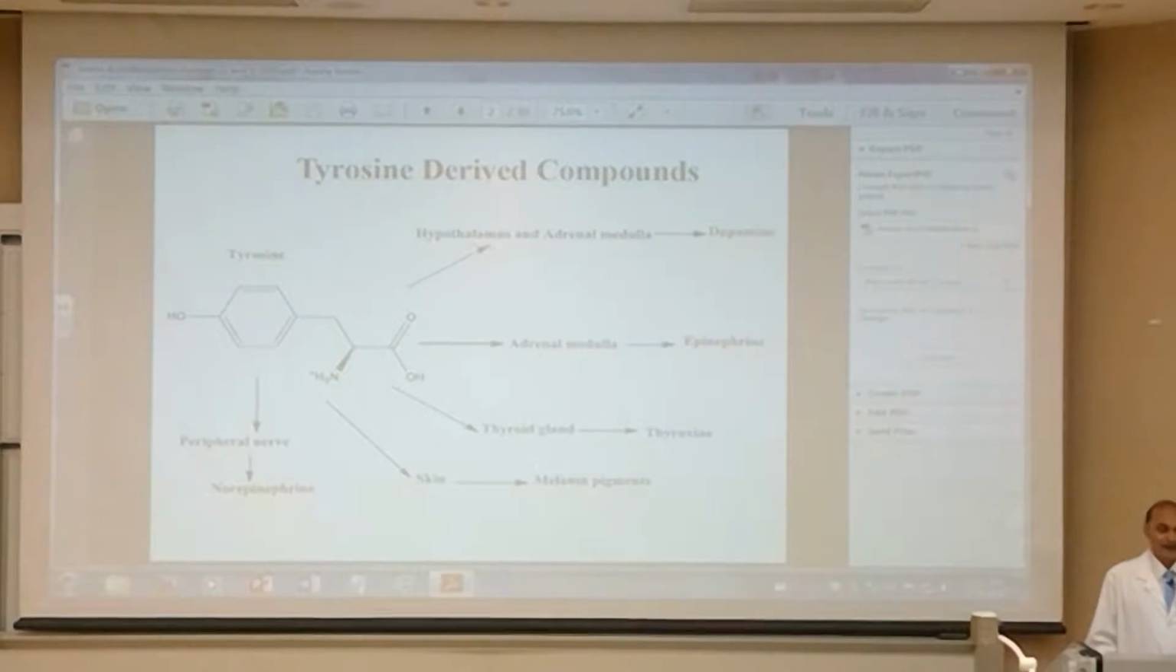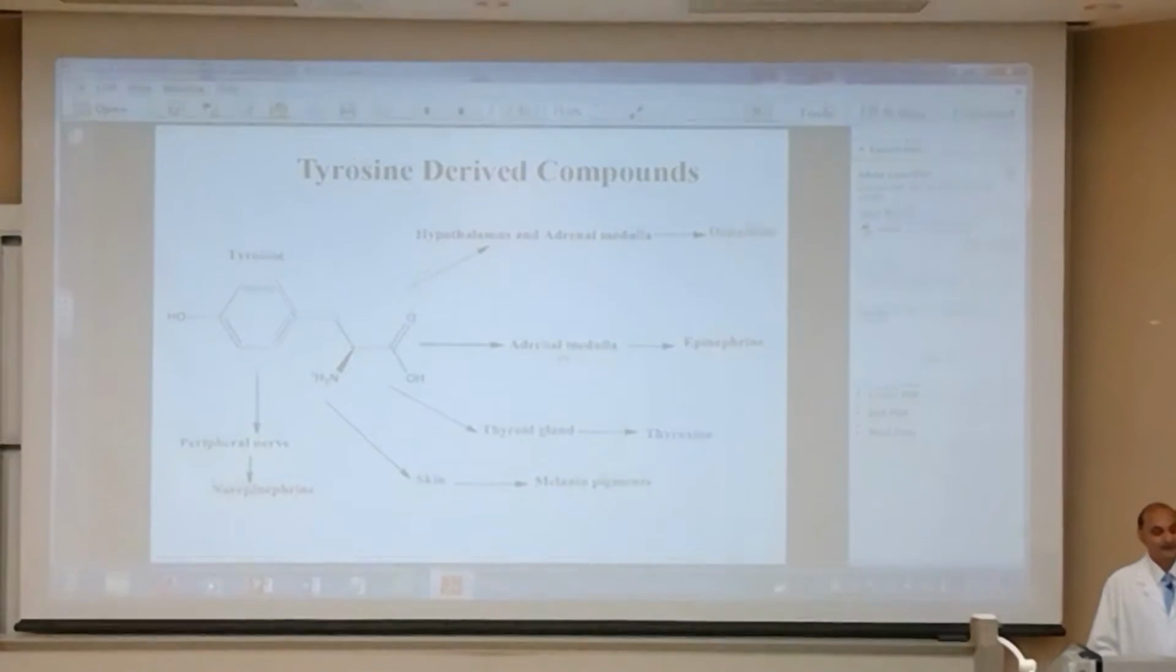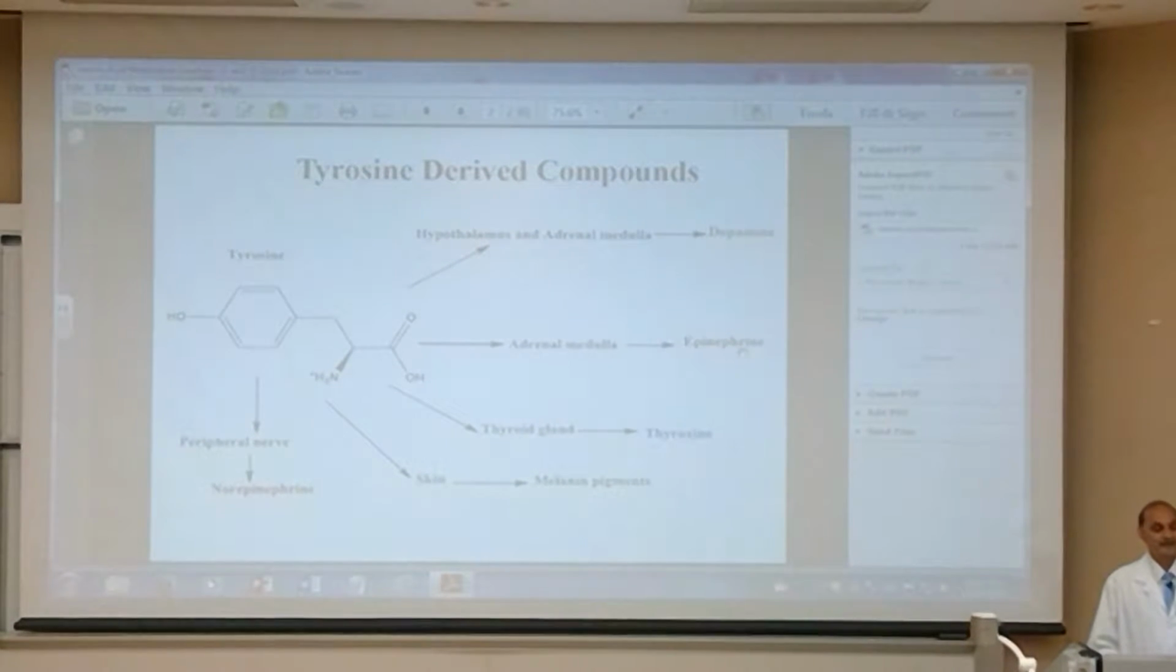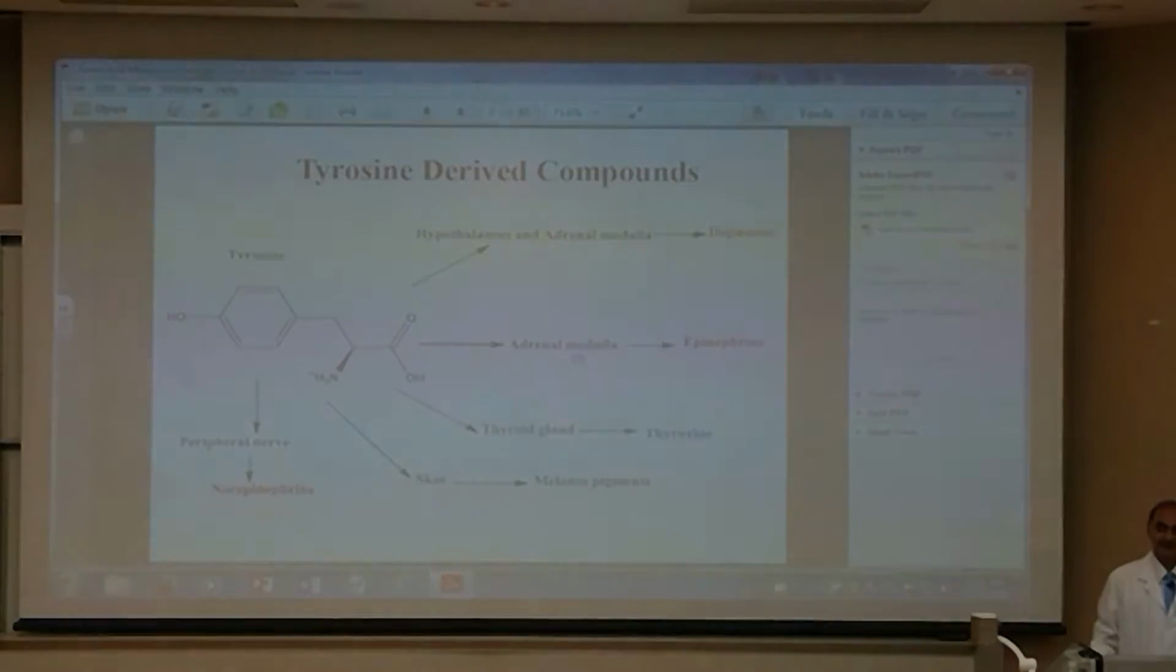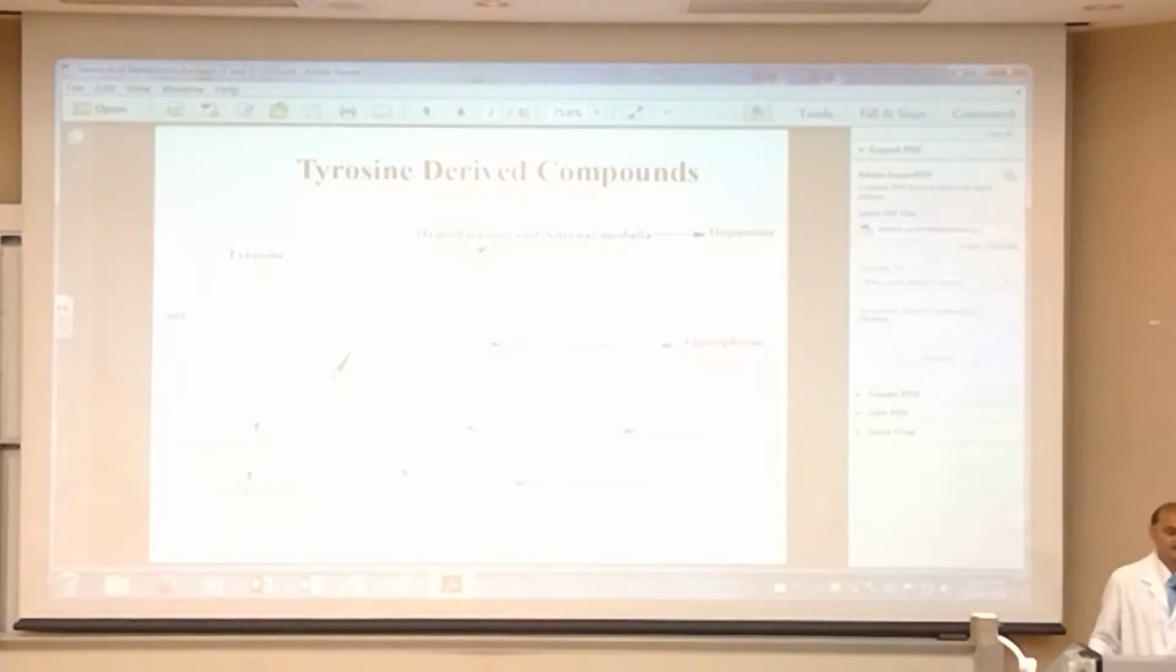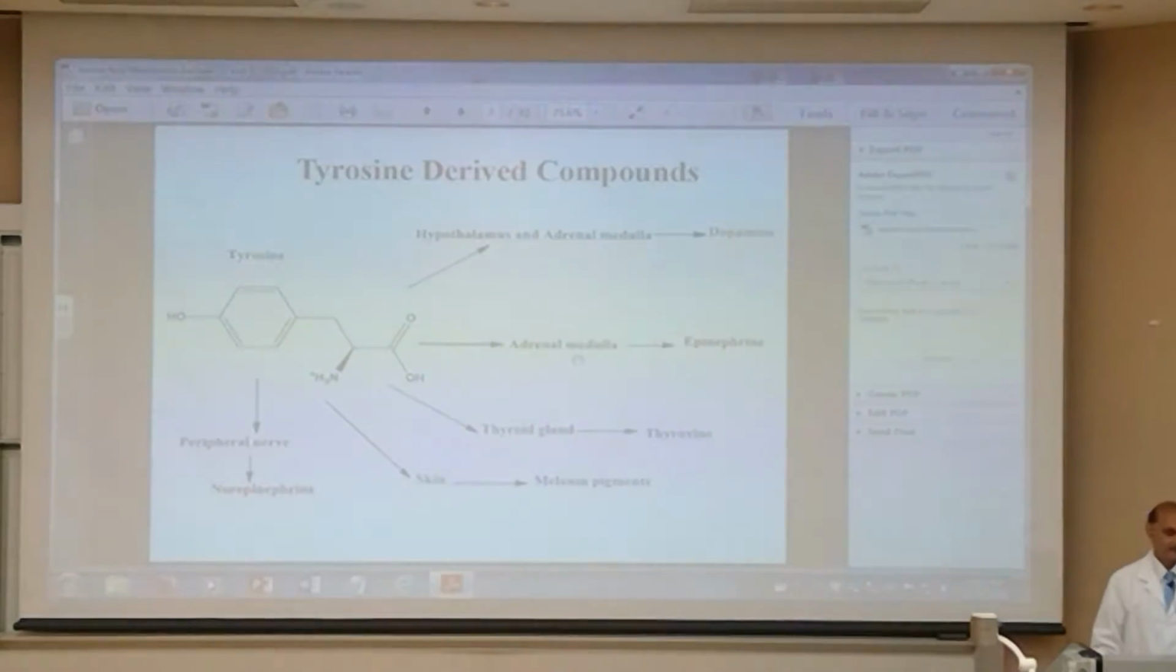Hypothalamus and adrenal medulla, that's the region where dopamine is synthesized, and we already know dopamine is one of the neurotransmitters. And then tyrosine is also converted into epinephrine, and that happens in the adrenal medulla. Remember the inner core region of the adrenal medulla in the cross section. The inner core makes the catecholamines.